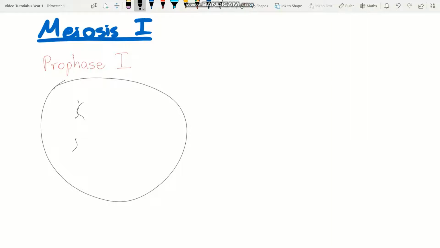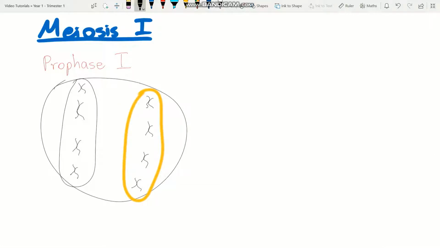So say we have 4 chromosomes on this side, 4 on this side. This process is unique because let's say, for example, that these 4 chromosomes are from the mother and these 4 chromosomes are from the father. And what happens is that the chromosomes that are homologous or complementary to one another are able to be brought towards one another and undergo a special process called crossover.